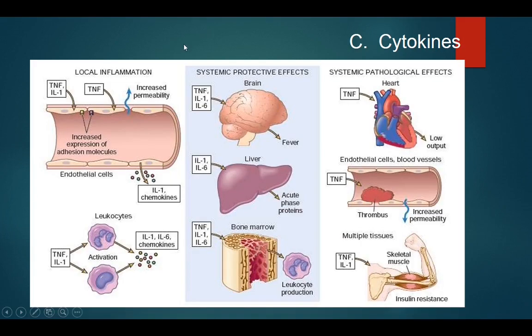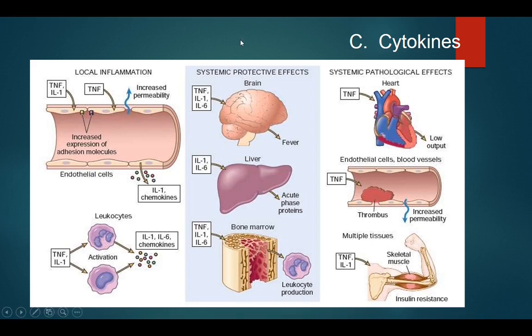So these are the effects of cytokines like tumor necrosis factor and interleukin 1. They increase the permeability of vessels and cause leukocyte activation. Then there are some systemic protective effects, like in the brain, from TNF, interleukin 1, and interleukin 6. They go to the brain and stimulate it, which raises the threshold of body temperature. So it causes fever. Fever is not very harmful.